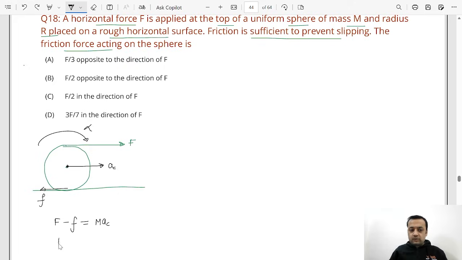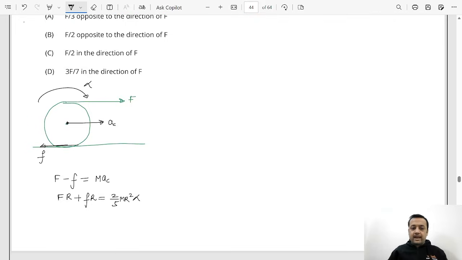F into radius. This is the clockwise torque, and friction is also going to produce a clockwise torque, because if you apply friction like this, then the body will have clockwise rotation. So F into radius plus friction into radius, both are producing clockwise torque. That will be I_cm times alpha. For a uniform solid sphere, I_cm is 2/5 m R squared into alpha. And using the condition of pure rolling, we can say that A_C is equal to R alpha. This is the condition of pure rolling.